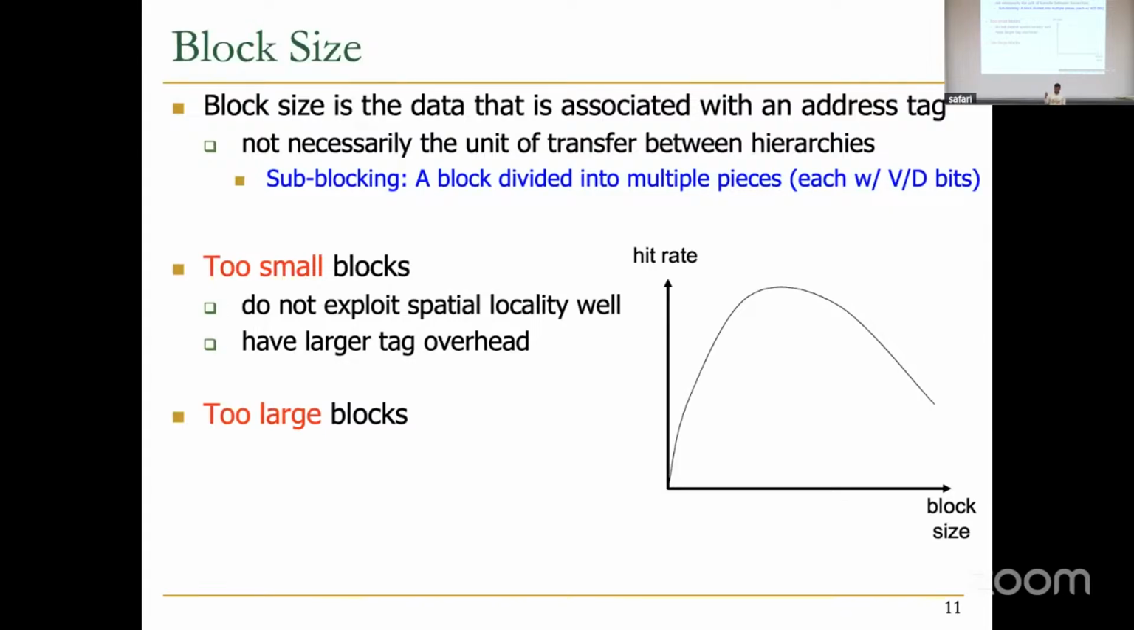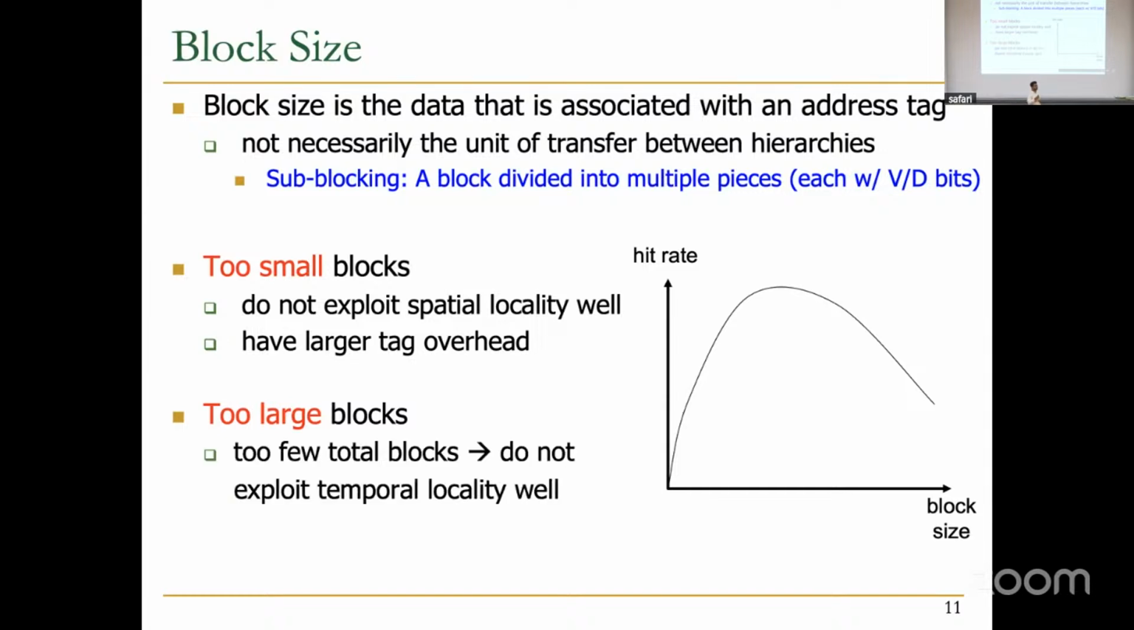As I said, if your block size is too small, then you won't exploit the spatial locality. You would also have the larger tag overhead. So that's why the more you increase the cache block size, the more performance increase you would see in the beginning. But once you start making the cache block really big, you are literally probing into the extreme end of the spatial locality.